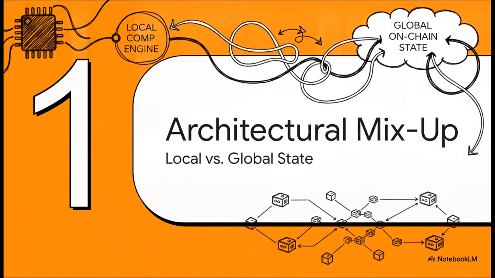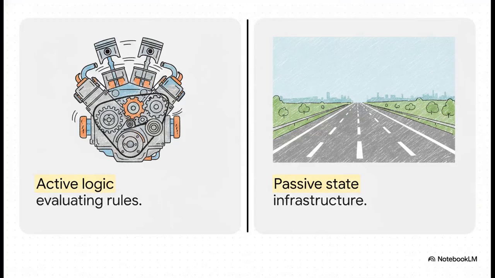All right, part one, the great architectural mix-up. When we're dealing with really dense terminology that spans across both Web3 smart contracts and localized hardware, developers inevitably cross their wires. They end up confusing active local compute with passive global state. Think about it like a car. Developers are fundamentally mixing up the car's local engine with the actual highway it drives on.